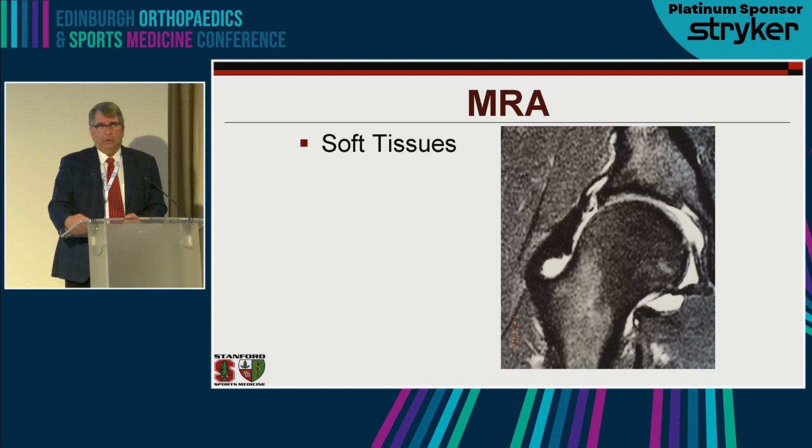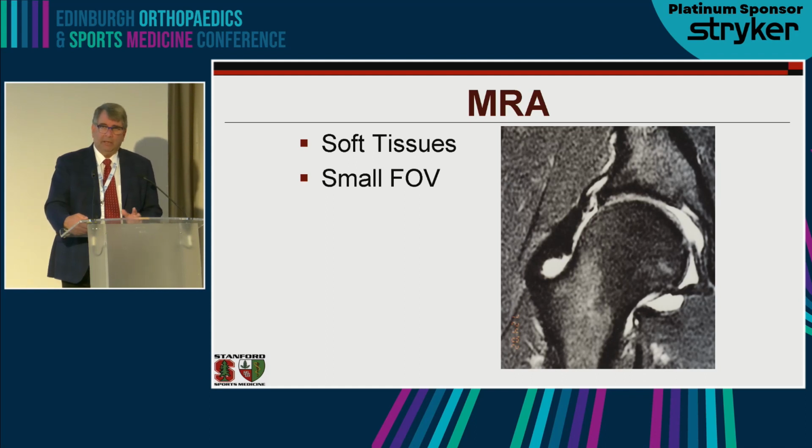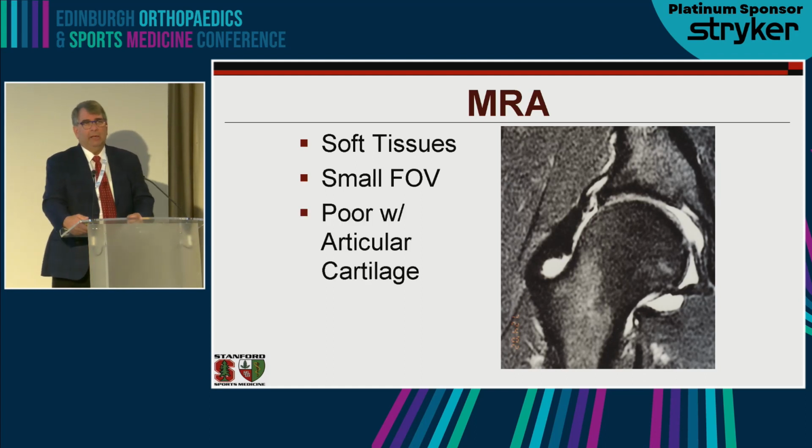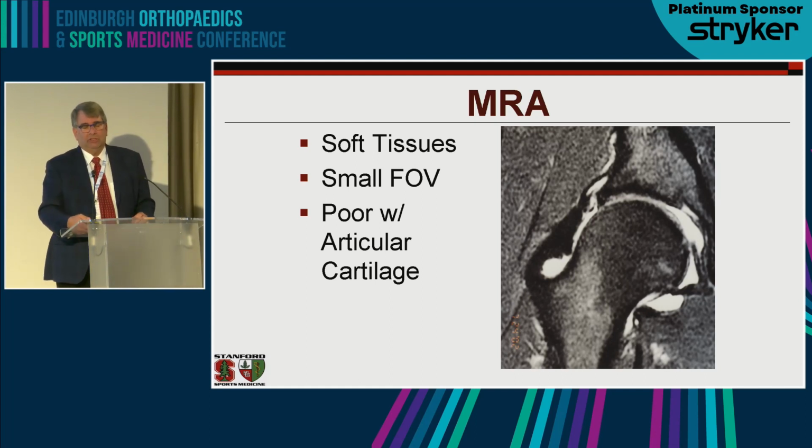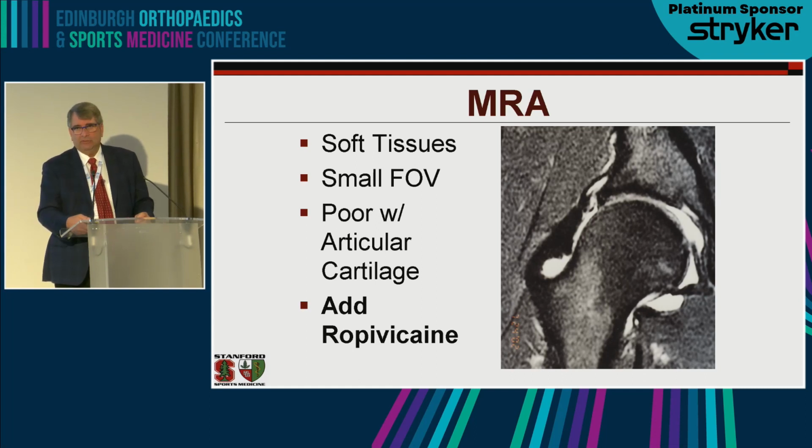But I think an MR arthrogram is particularly helpful. You want to get an MRI that has a small field of view so that you get a better picture of really what's going on in the hip. An MRI of the pelvis is not nearly as helpful as an MRI of the hip, and an MRA I think gives you even more information. I think that MRIs are not as good with articular cartilage as they are for things like the labrum and other issues.